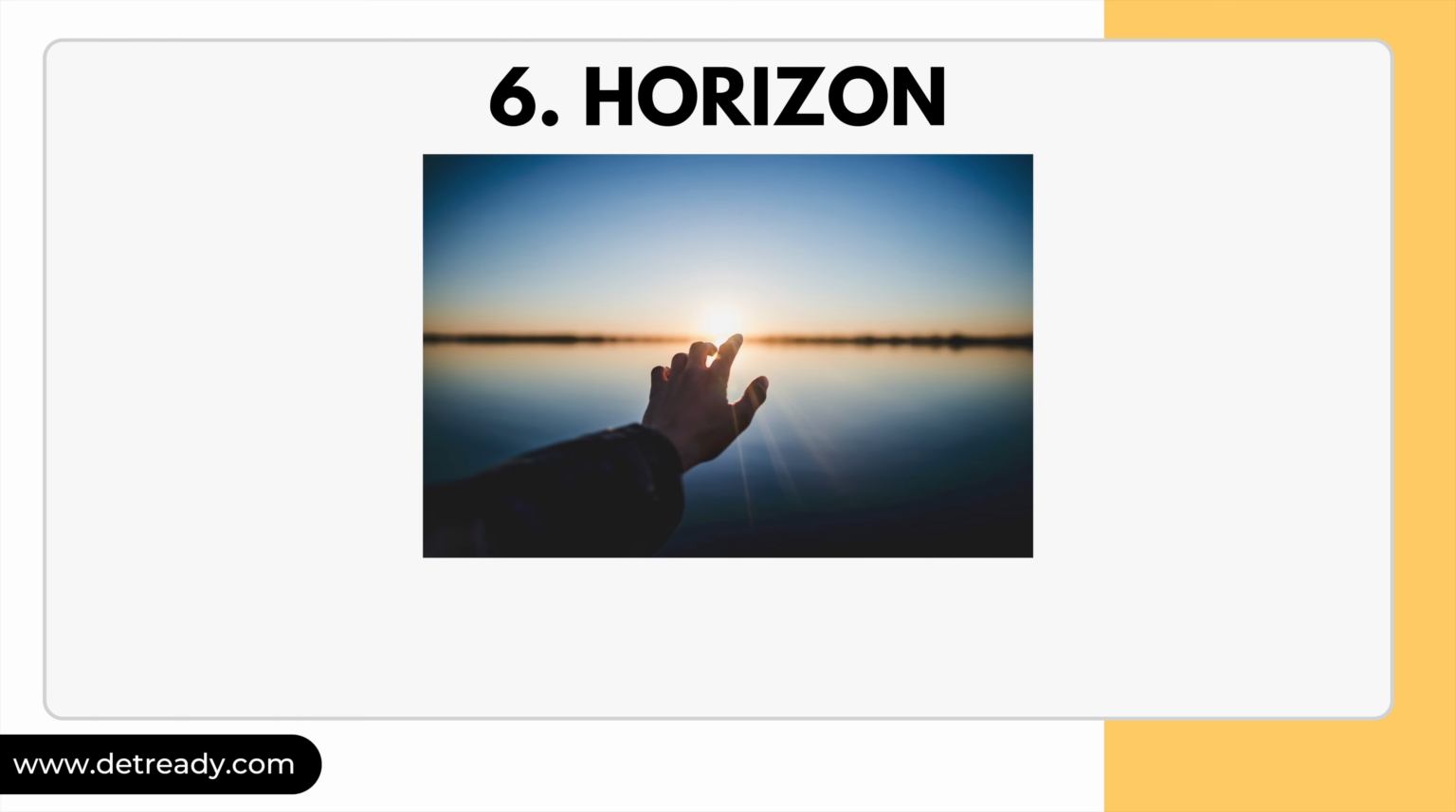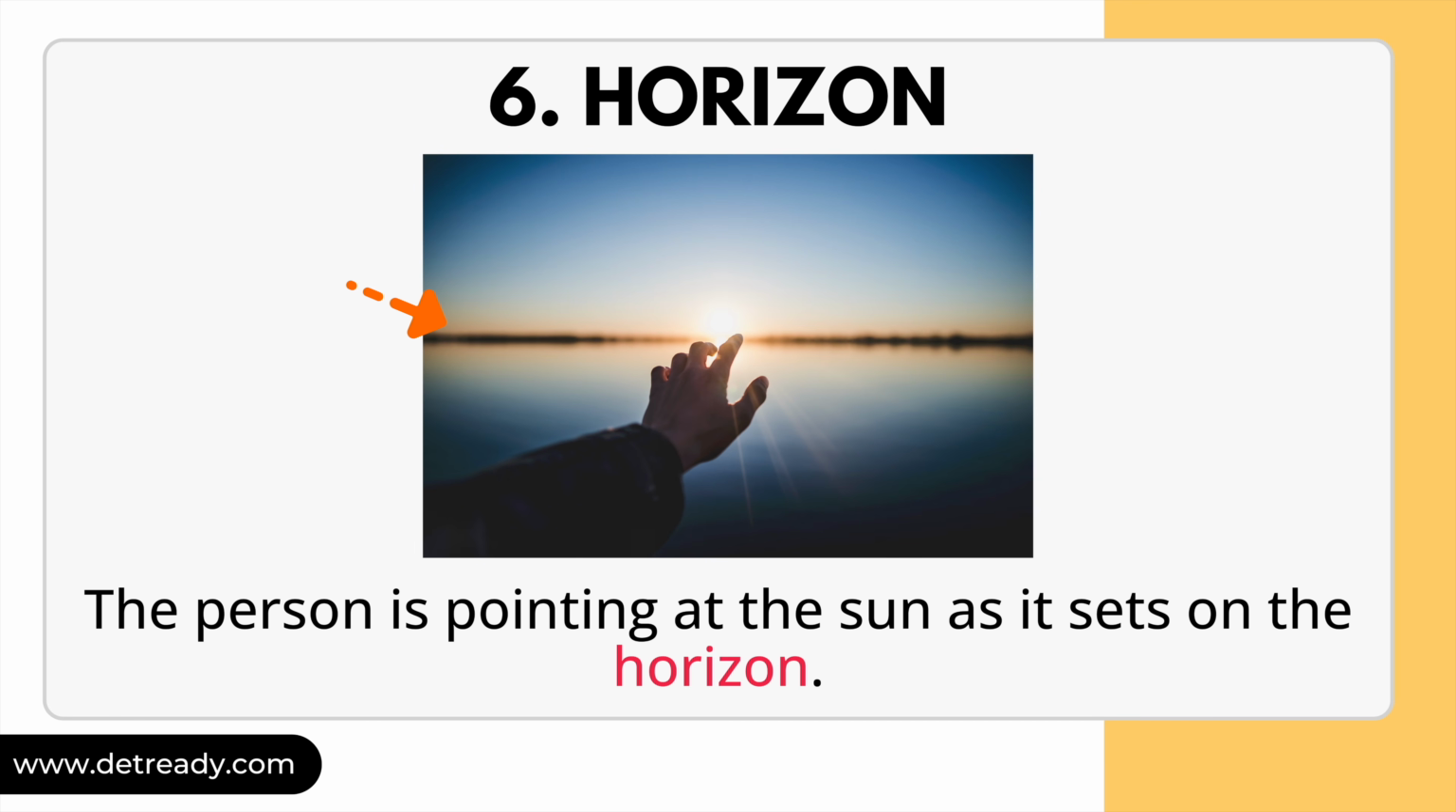Alright, next up we have the word horizon. It's that line you see where the earth or sea meets the sky, just like in the background of this photo. This is the horizon. Horizon will be a good word to use in a lot of landscape photos or photos of the ocean. In a sentence, the person is pointing at the sun as it sets on the horizon.